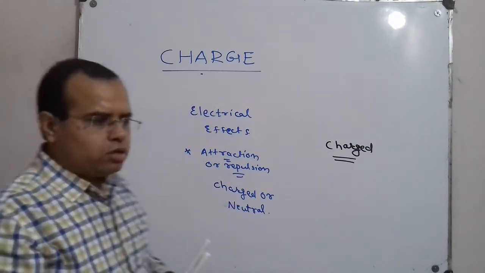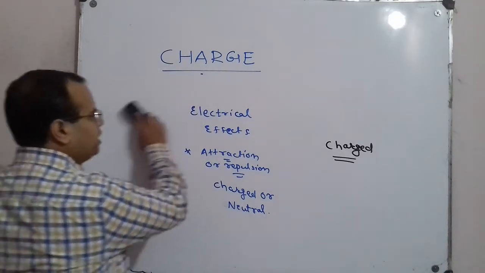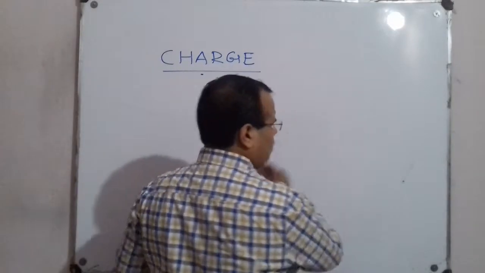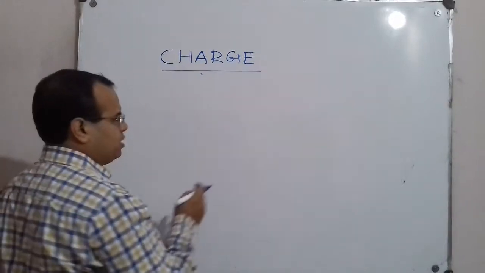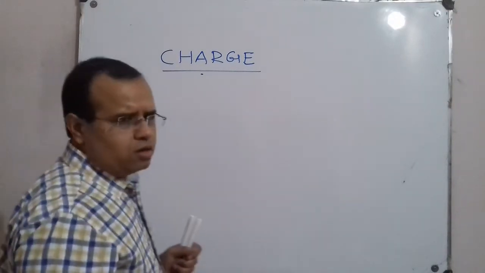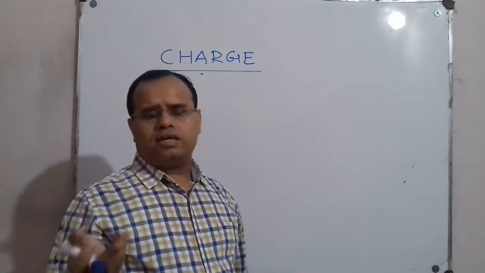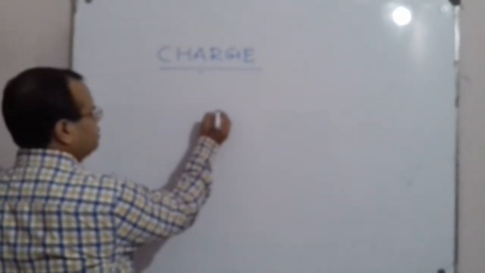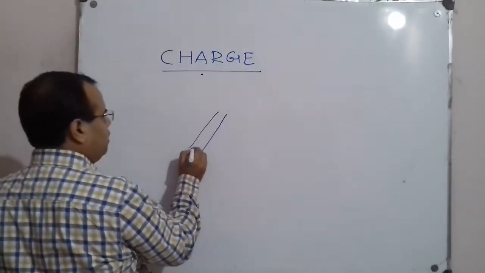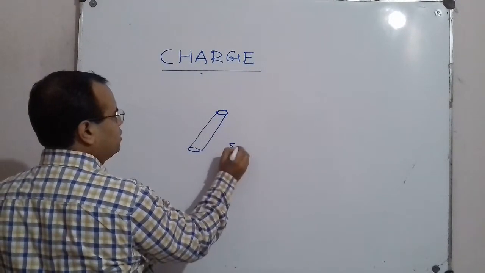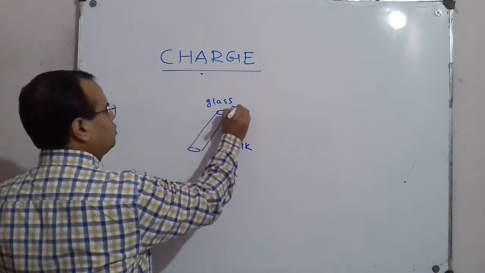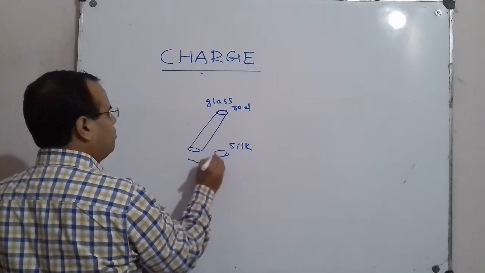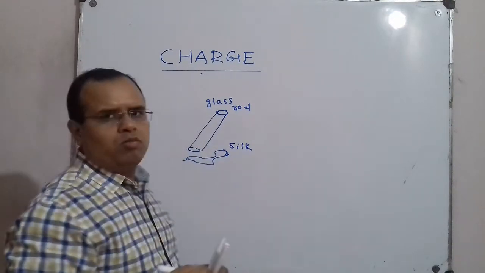Now the point comes: how does an object get charged? One very simple example is a comb rubbed against your dry hair, or let us take a glass rod. A glass rod is rubbed by a silk cloth. When we rub a glass rod with a silk cloth, both get charged.